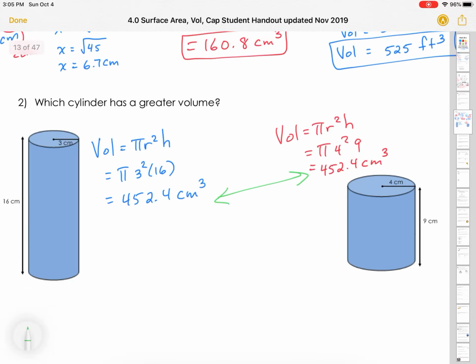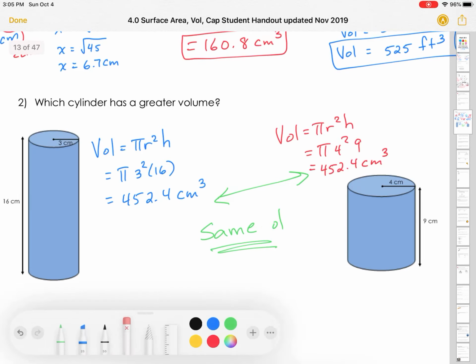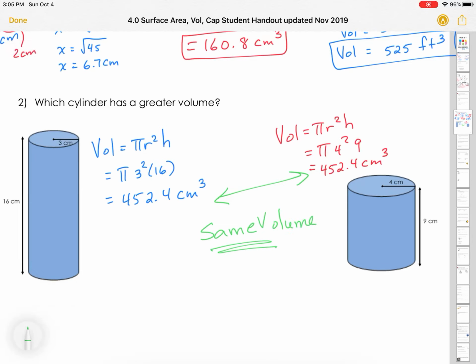So, I didn't see that coming, did ya? Same volume, despite one being shorter and fatter, and the other one being skinnier and taller. So it is important for you to do the work to make sure you know which is which, and what's going on. Don't make assumptions. That's the lesson learned there.